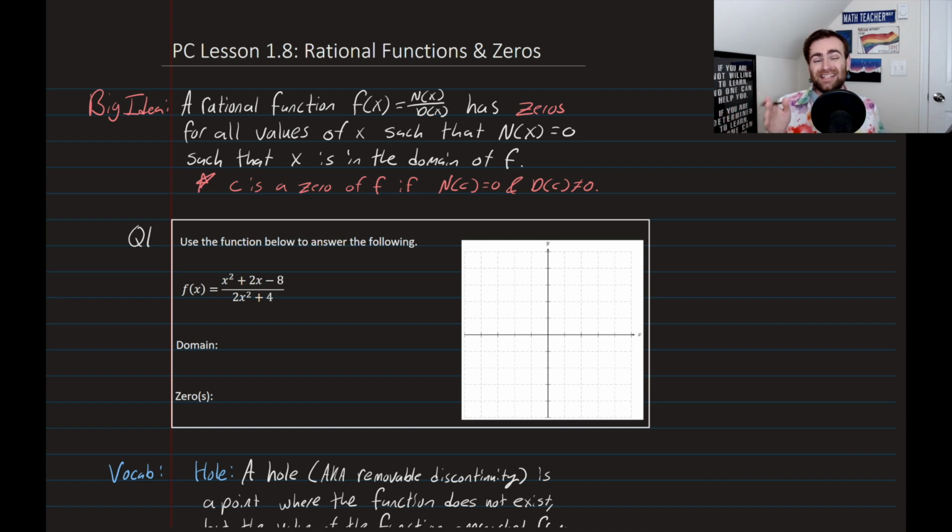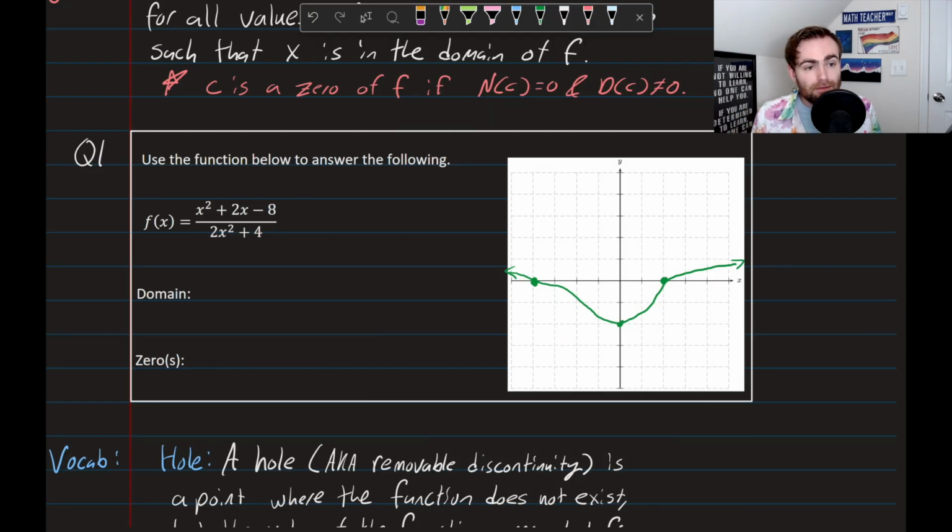A zero is an input that makes the output of a function zero. So for a rational function, a zero would be what makes the numerator zero, but does not make the denominator zero, because if it makes the denominator zero, it's no longer in our domain. So let's look at question 1.